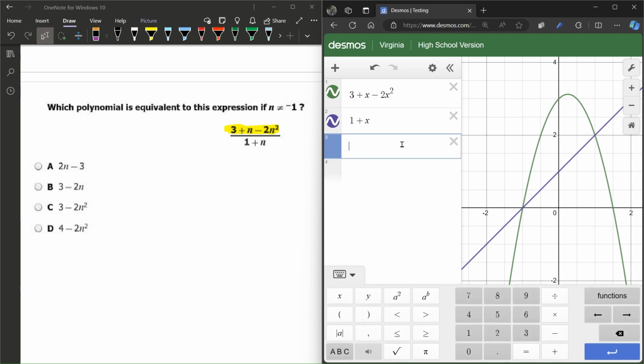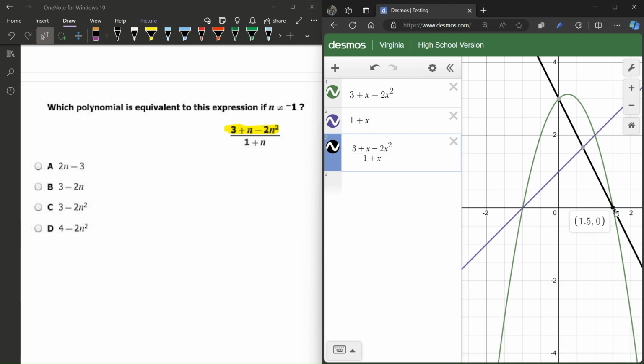Okay? So really, when you divide this green parabola by this purple line, you're left with another line. And the other line is going to cross at this one. Okay, so I'm going to go ahead and type this in all together. So 3 plus x minus 2x squared, divided by 1 plus x. You notice that you get another line that crosses this x-intercept, okay?